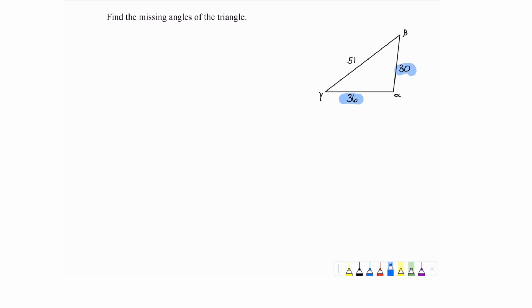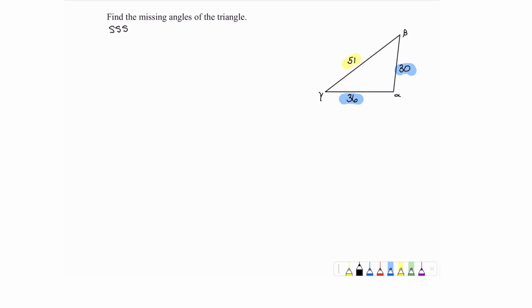So with the three sides, it's always important to check the smaller sides' sum. So 30 plus 36 is 66, and make sure that number is greater than the larger side. And 66 is greater than 51, so I do have a triangle that can be made from these sides. Now to find our angles, we want to see what information we have. Since we know the three sides, we have the side, side, side case.